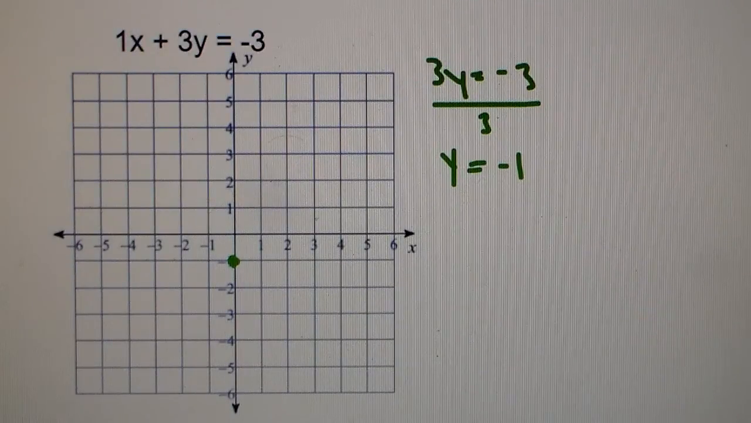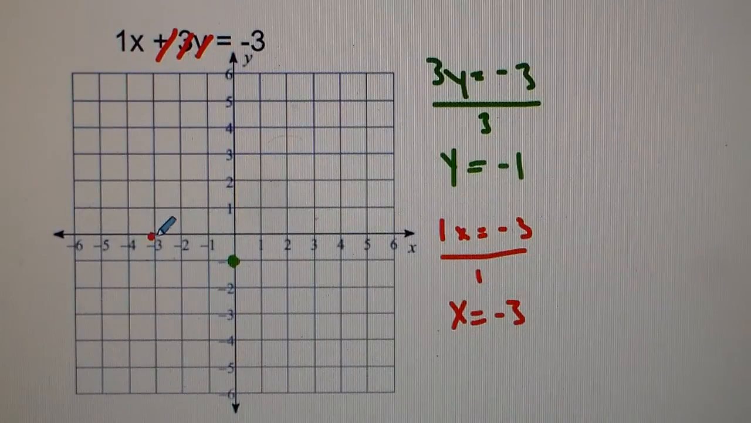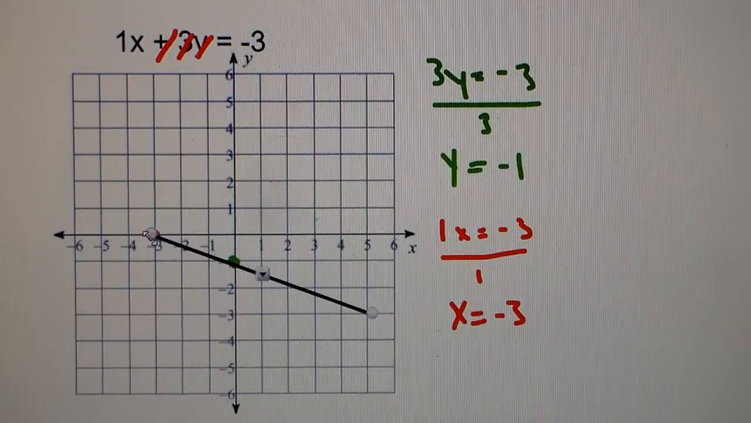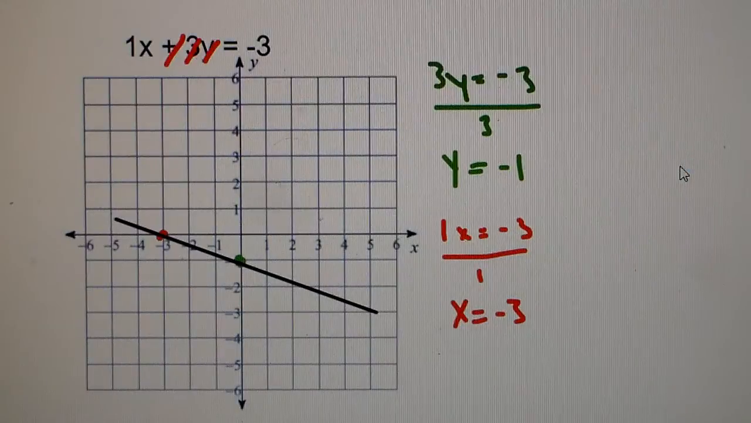Now we got to solve for x. So we eliminate the term with the y in it, and we have 1x equals negative 3. Divide both sides by 1, and we get x equals negative 3. So we plot a point at negative 3. And then we connect those two coordinates using a straight edge. And there's our line. Alright.